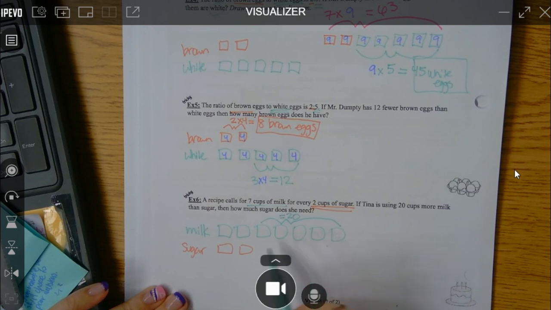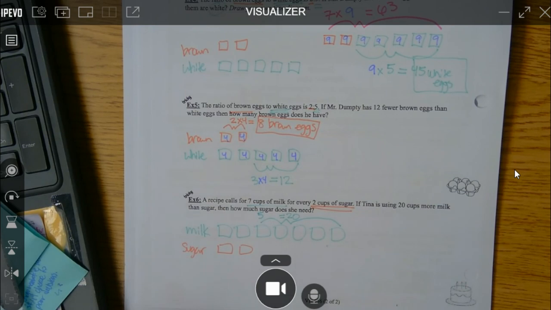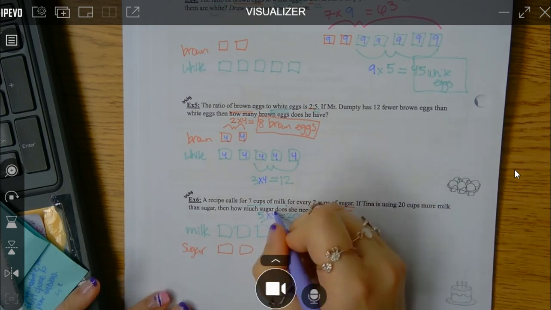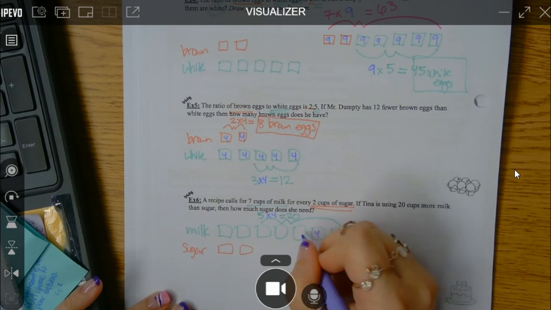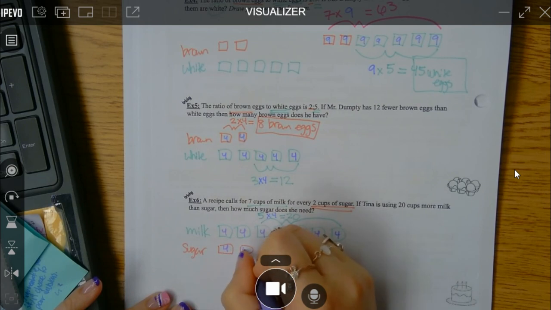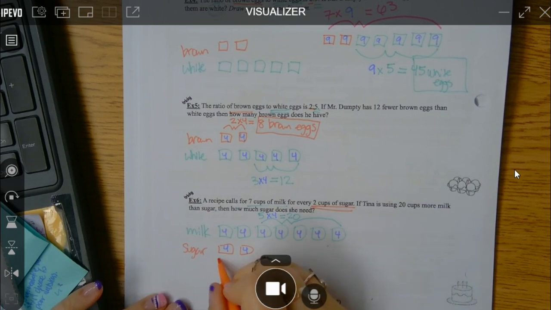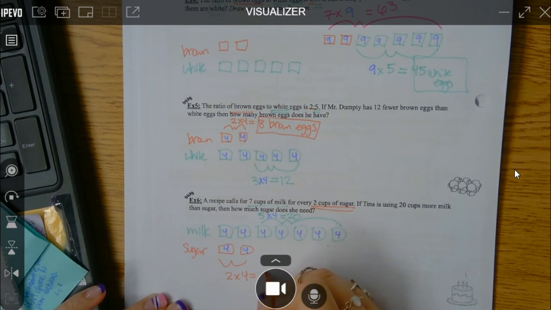Well, how many boxes is that? It's 1, 2, 3, 4, 5. Well, 5 times what gives me 20? Yeah, 4. So that means that each of these is worth 4. And now that I have this figured out, I can answer that other question, okay, then how much sugar is needed? Well, sugar is here, and there are 2 boxes that are each worth 4. So that brings me a total of 8 cups of sugar.